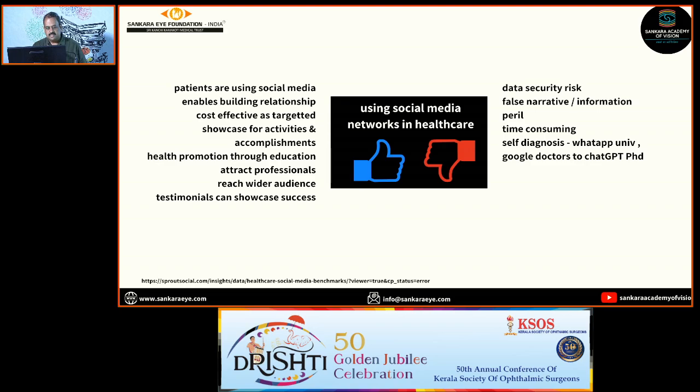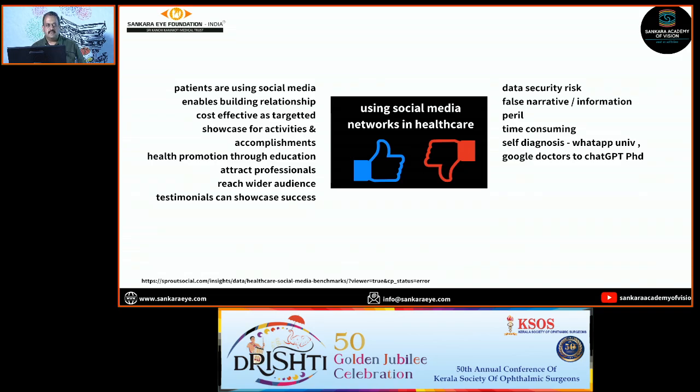So we need to understand that social media is an animal, and this is an animal we need to understand. All our patients invariably are using social media. It allows us to communicate one-on-one with them. It is extremely cost effective because you can actually target it rather than do a paint and spray approach where you're doing something in the city. It allows you not just to sell, but also to showcase activities and accomplishments. You can do promotional activities, you can attract colleagues that you may want to join your practice, and it allows you to showcase testimonials.